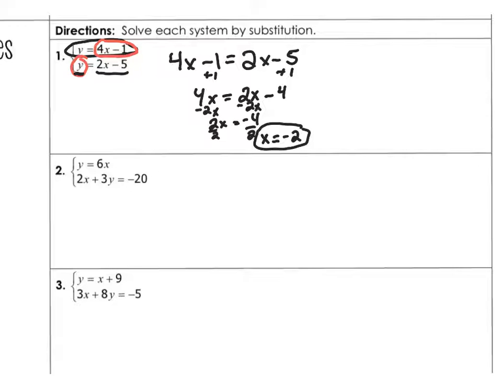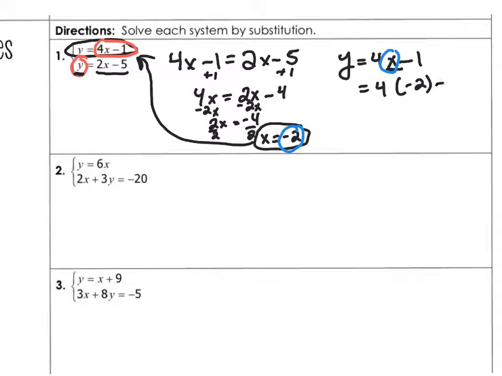Now we need to substitute this answer, x equals negative 2, in for x in the first equation. So I'm going to rewrite it as y equals 4x minus 1, and then plug in negative 2 for this x right here. So we get 4 times negative 2 minus 1 is equal to y. So y equals negative 8 minus 1. Therefore, y is equal to negative 9.